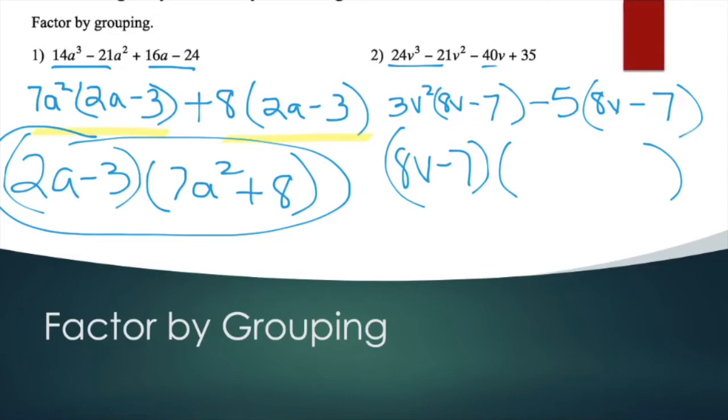What goes in here? 3v squared minus, yes, whatever's left over there. 3v squared minus 5. Okay, this isn't too bad. This is nice.